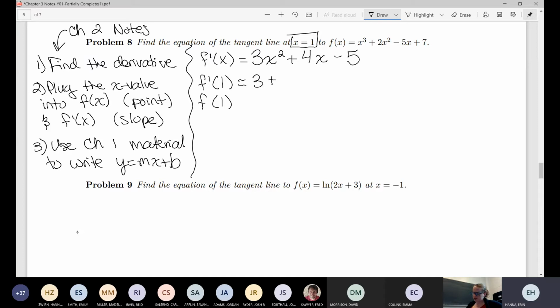So we'll essentially have 3 plus 4 minus 5 when we plug 1 into the derivative. 3 plus 4 is 7, minus 5 is 2. And if we plug 1 into the original function, we'll get 1 plus 2 minus 5 plus 7. 1 plus 2 is 3, plus 7 is 10, minus 5 is 5.